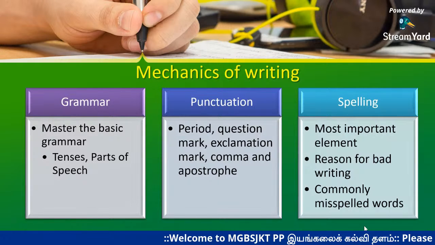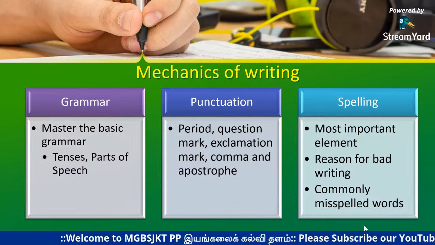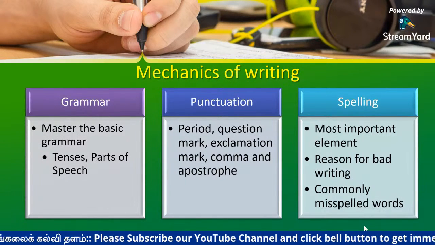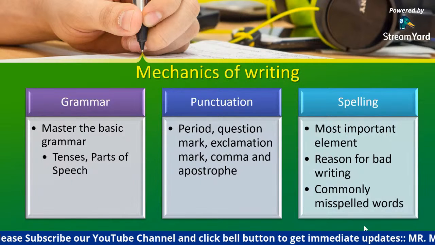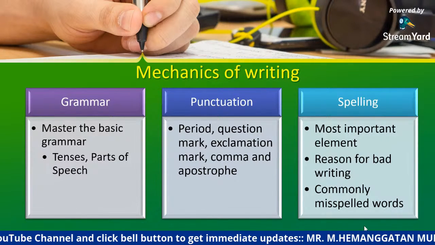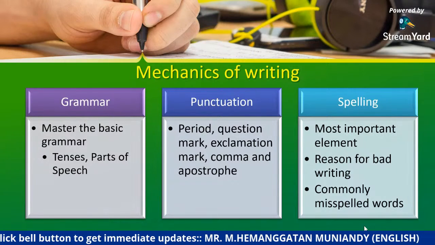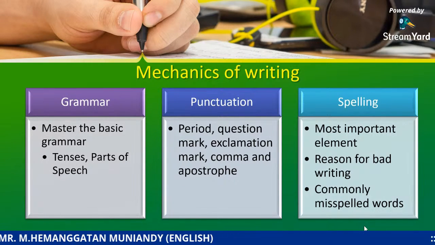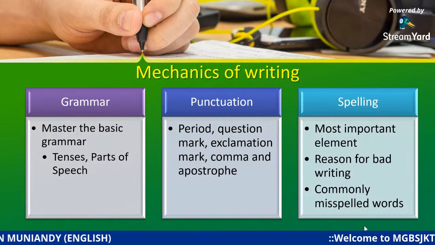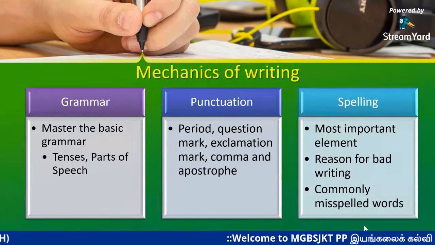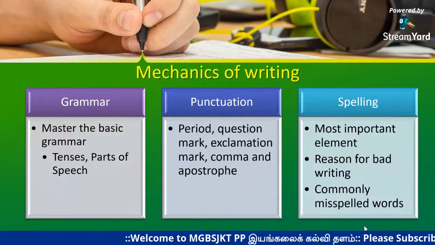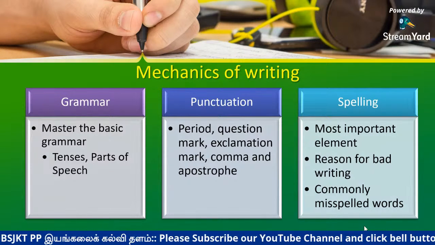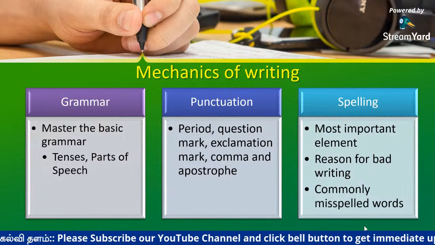Okay? And last but not least, spelling. Oh, this is the killer subcategory in the mechanics of writing. Spelling is the most important element, and that is a reason for bad writing. By now, if you're standard 6, you should have mastered the spelling of most of the words. If you're still at standard 4 or standard 5, this is the right timing, being at home. So please polish your spelling skill. And today, we are also going to look at some commonly misspelled words.